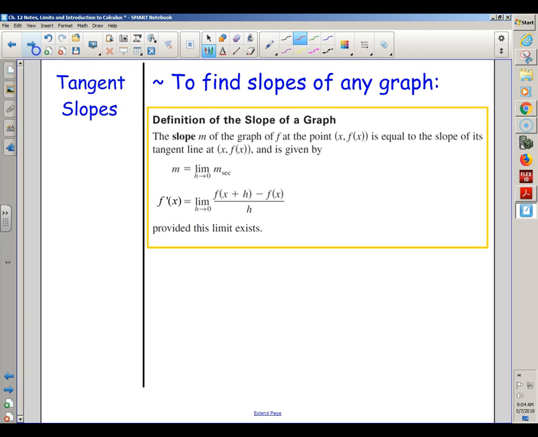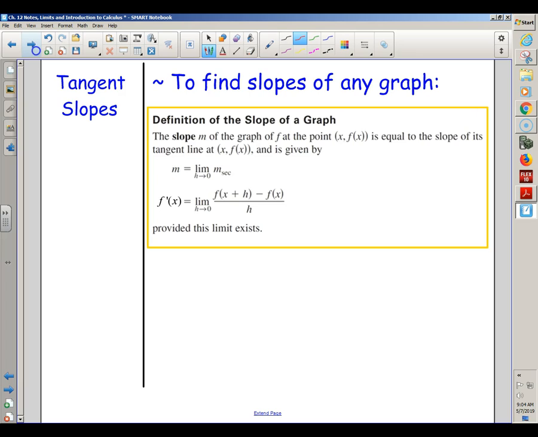So, tangent slopes define slopes of any graph, not just slopes of lines that have constant slopes, but slopes of parabolas and slopes of cubics and slopes of sine curves and slopes of ln's like we saw yesterday. We're not going to learn how to do all of them. Right now we're just going to learn how to do polynomial or rational functions.